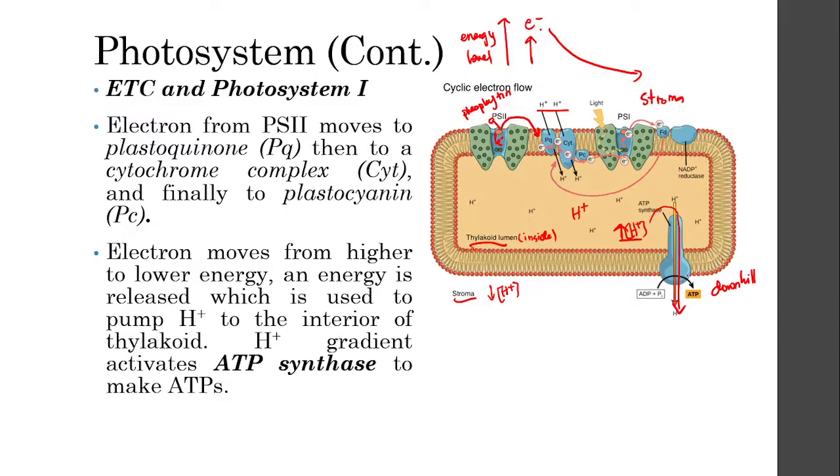Basically, they move downhill, and when they move downhill, they use the ATP synthase, and there's energy there which converts our ADP and our phosphate to ATPs. That's how we create ATPs.